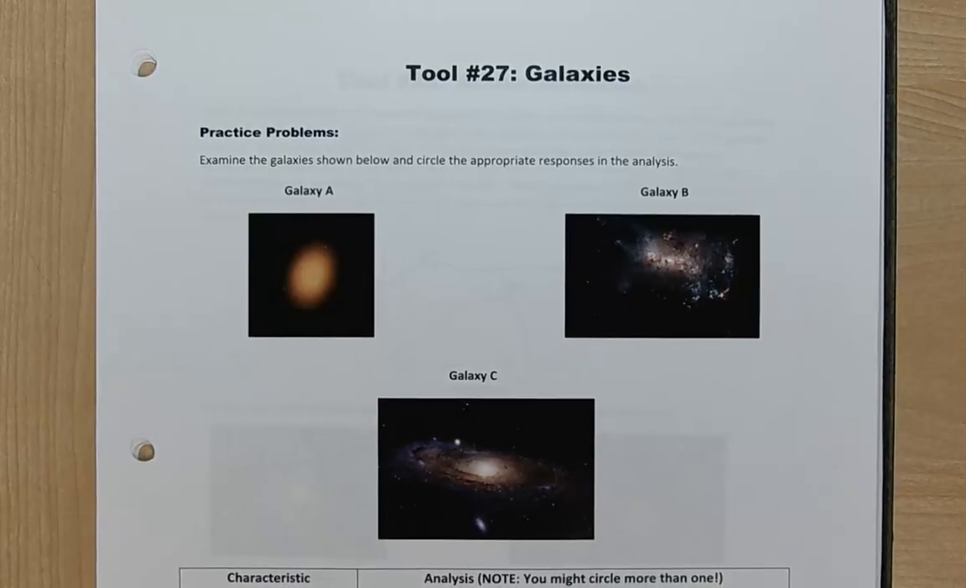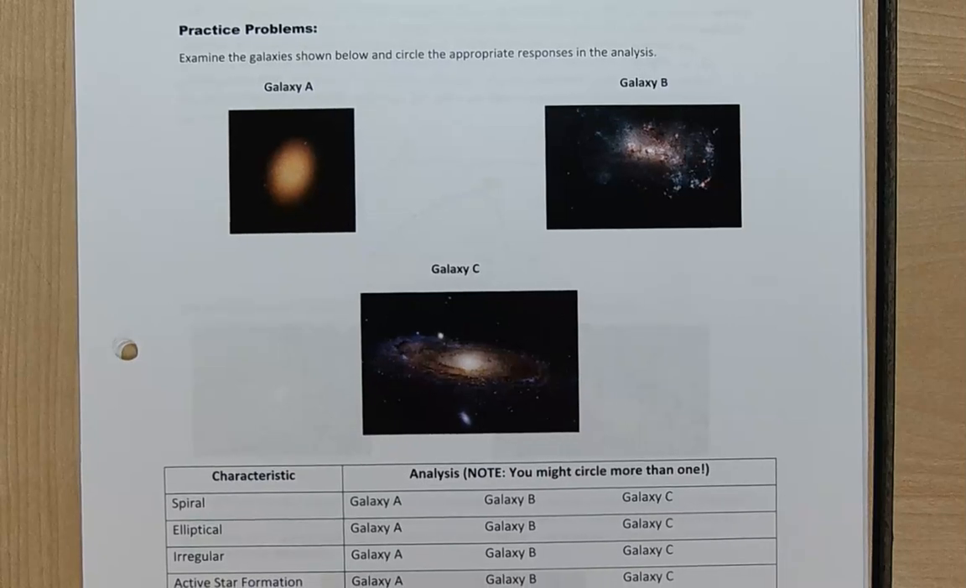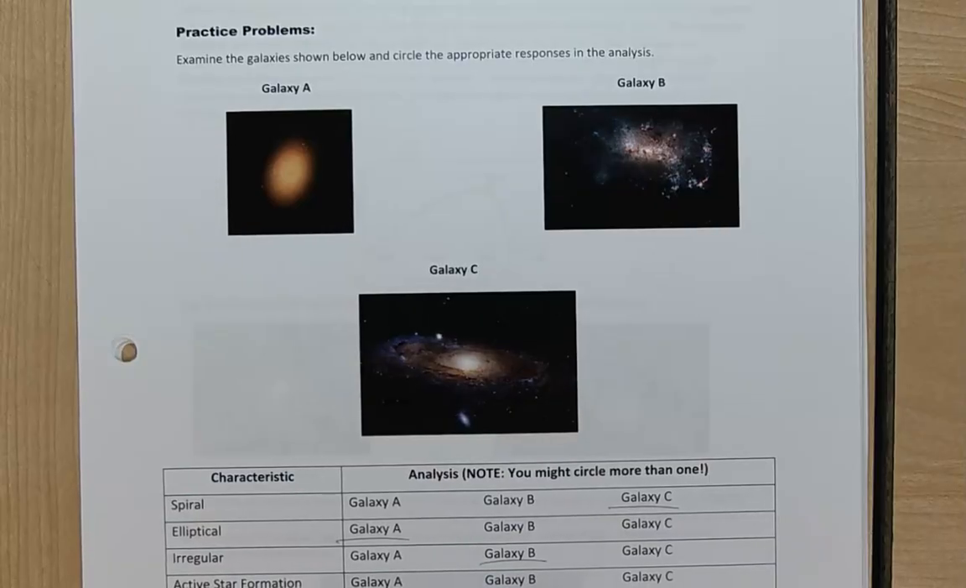So let's see. Okay, we've got galaxies A, B, C. How can we classify these, and how can we use the pictures that we see to figure out what's going on with these galaxies? Which one is a spiral? Galaxy C is the spiral. Which one's elliptical? A is the elliptical. B is the one that is lumpy, irregular.